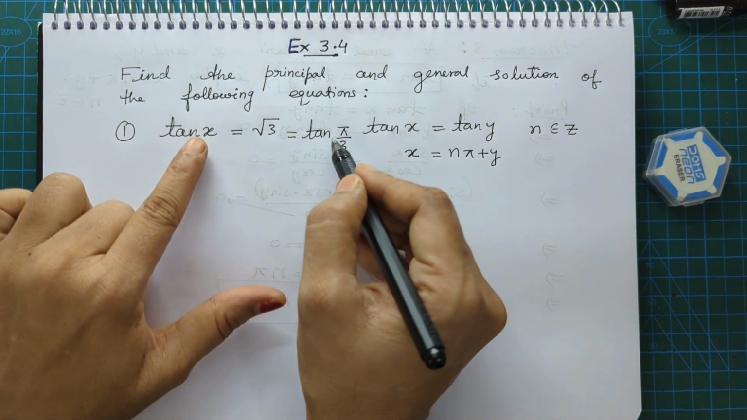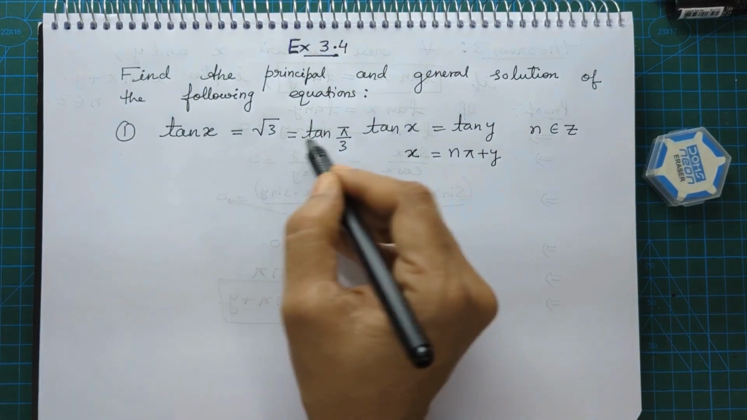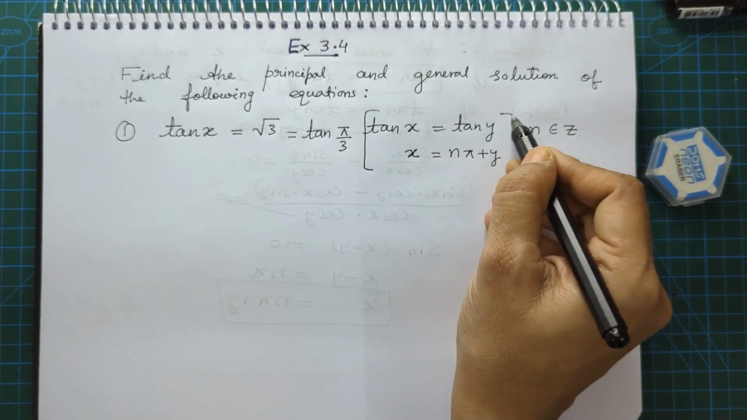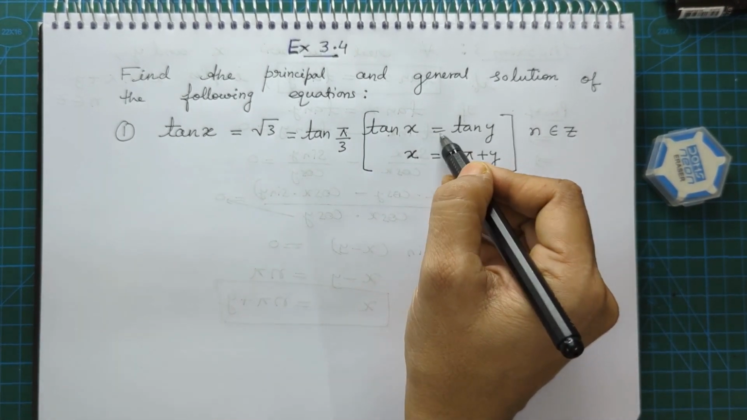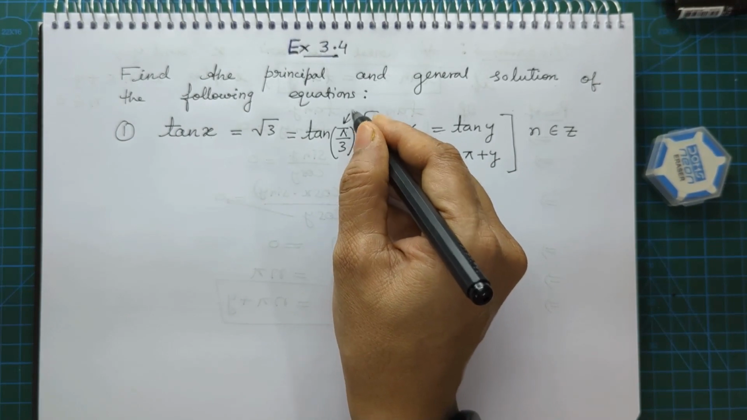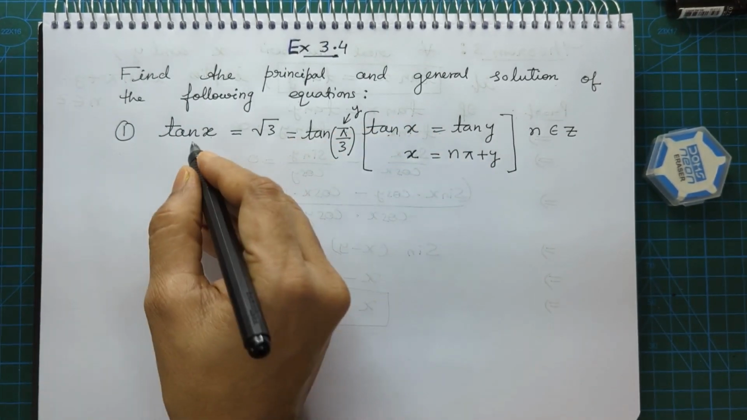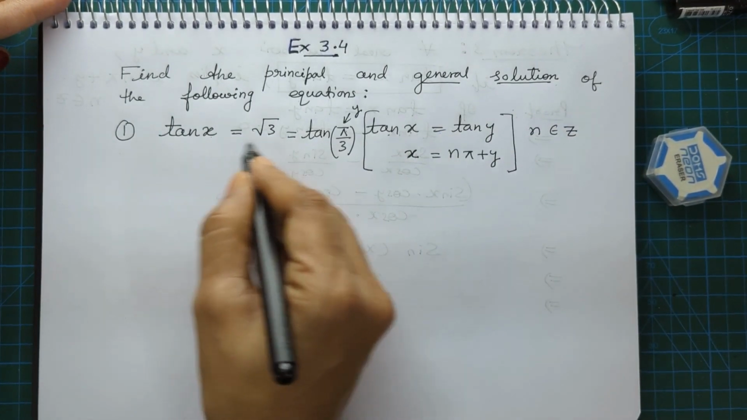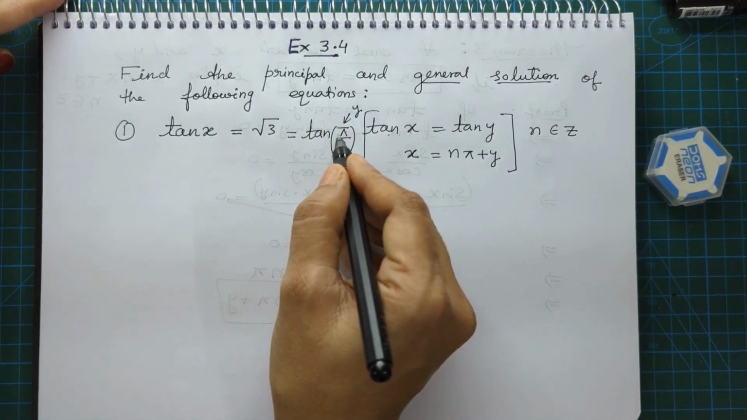Now just observe these two. Tan x is tan pi by 3, something of the form tan x is equal to tan y. So this happens to be the y. So what is the general solution of this trigonometric equation? This is called a trigonometric equation.